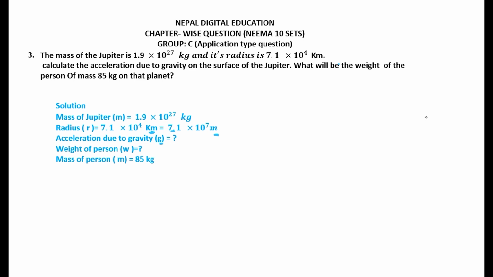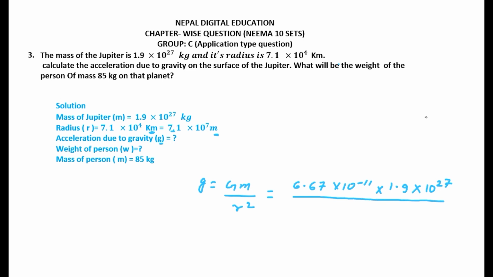of g. So we have g equal to GM by r square, and we know that this G is gravitational constant and the value is fixed, that is 6.67 into 10 to the power minus 11 Newton meter square per kg square, and mass of the Jupiter is 1.9 into 10 to the power 27, and the value of r, radius is 7.1 into 10 to the power 7 whole square. So solve it.